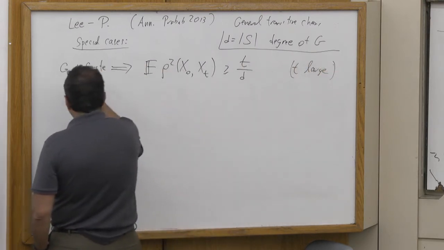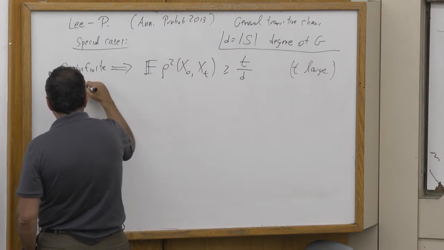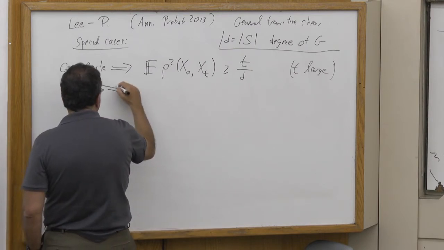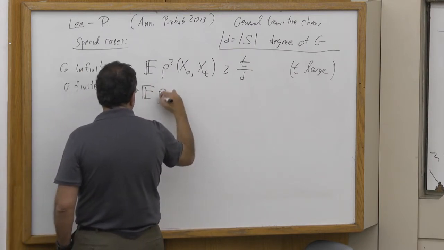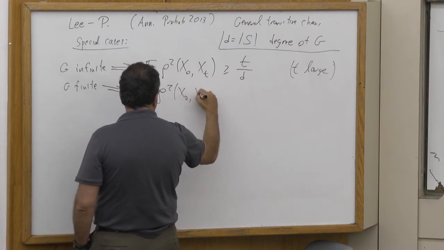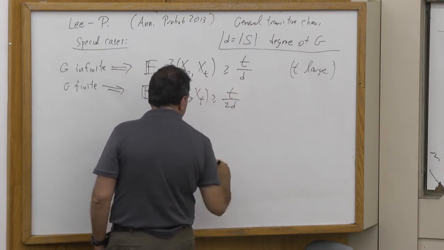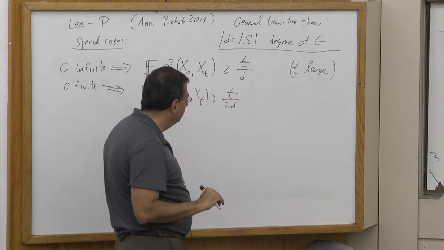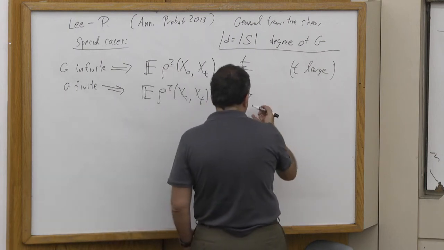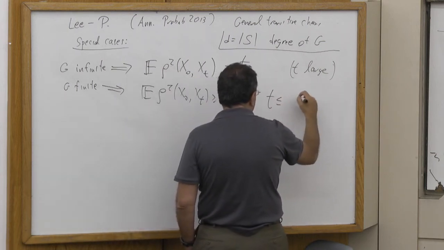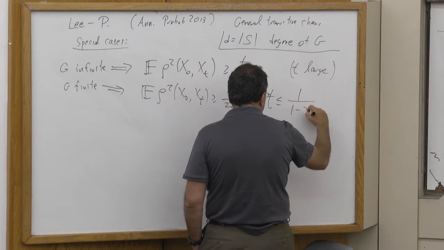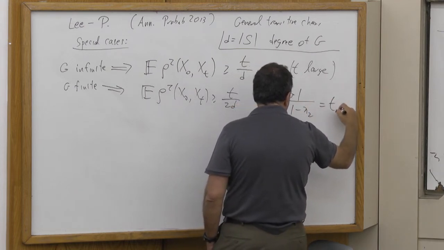And then for G finite, we're going to get essentially the same thing. The expected distance squared from x0 to xt is at least, I'm going to lose some constants, so let me put t over 2d. Just lose a 2. And here t has to be small, so t less than 1 over 1 minus lambda 2, which we call the relaxation time.